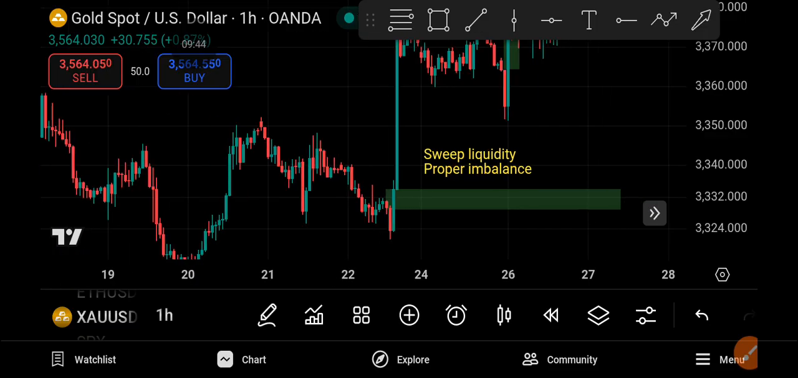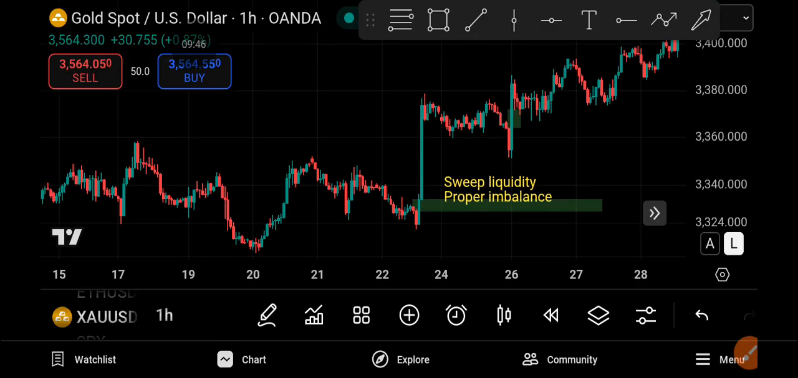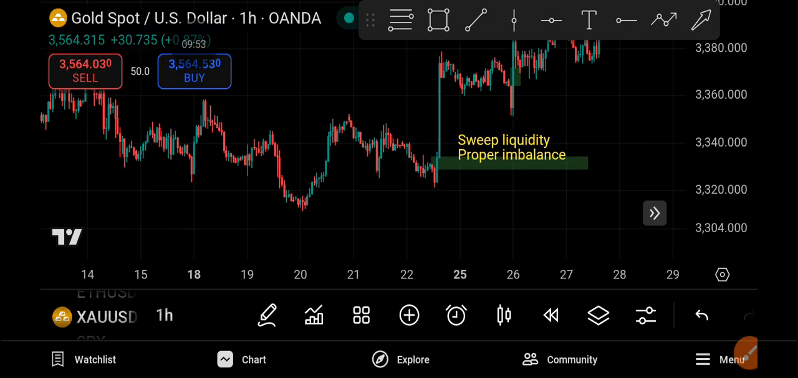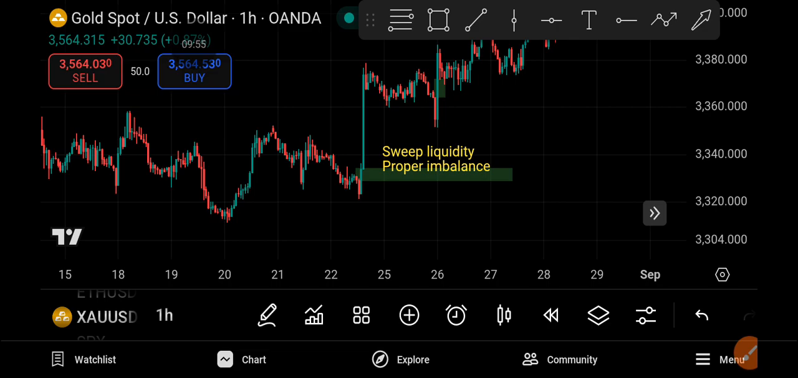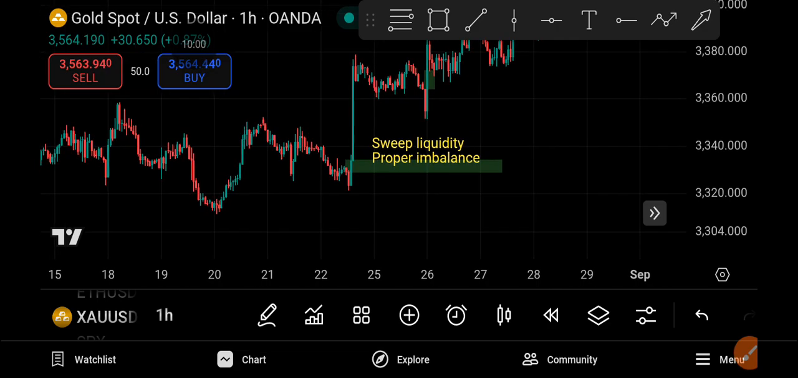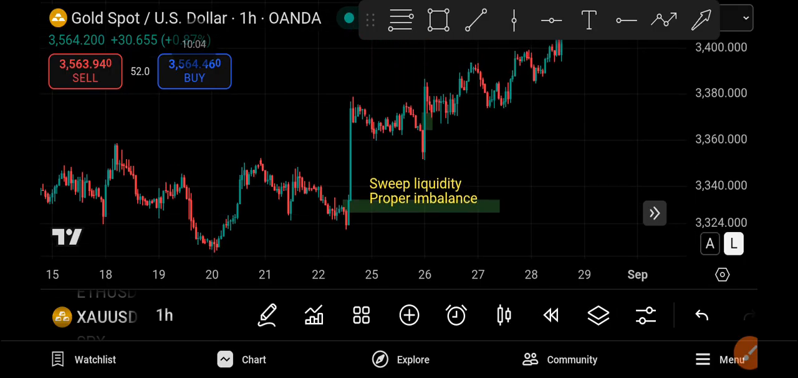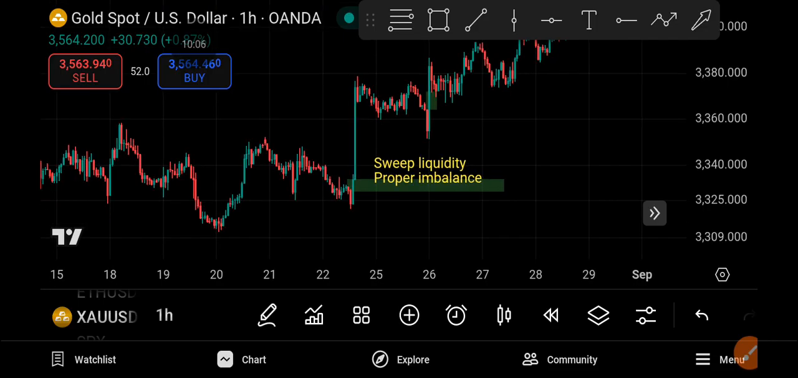Okay, so after this one, let me show you even the same video. I still have some more time. Let me show you what we call a mitigation, sorry, not a mitigation block, because it might confuse you. We have what we call a breaker block, because we have been teaching about an order block. Now let me show you what we call a breaker block.